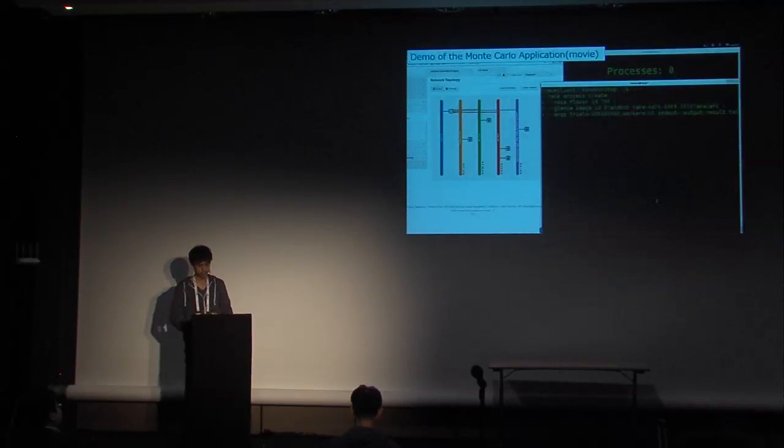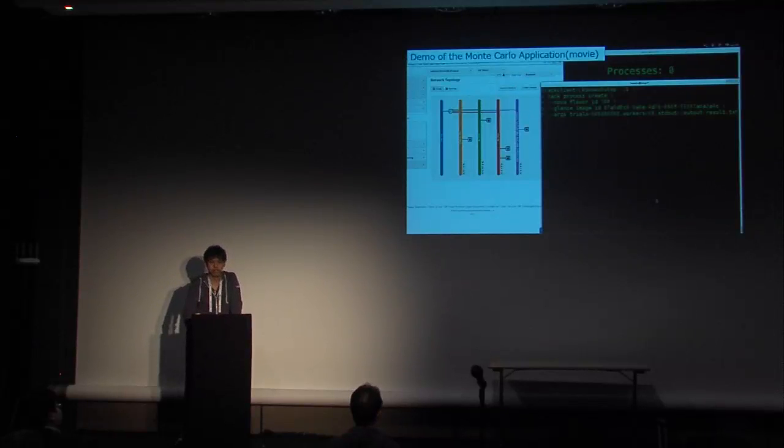So let's move on to the demonstration. I brought a movie of the Monte Carlo application. So on left side, this is Horizon, as you know. And there is a rack server on this network. And this accepts fork requests and provides inter-process communication support for processes. And processes will also connect to this network. And so on the right side, this console displays the current number of processes. And this number goes up while the application is being executed. So let's start the movie.